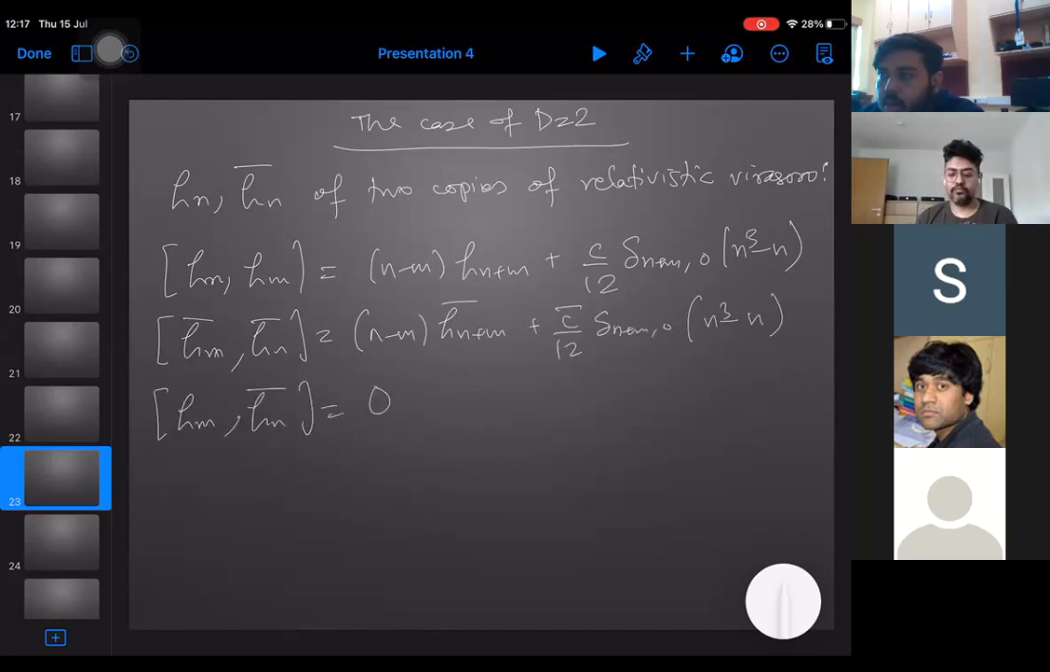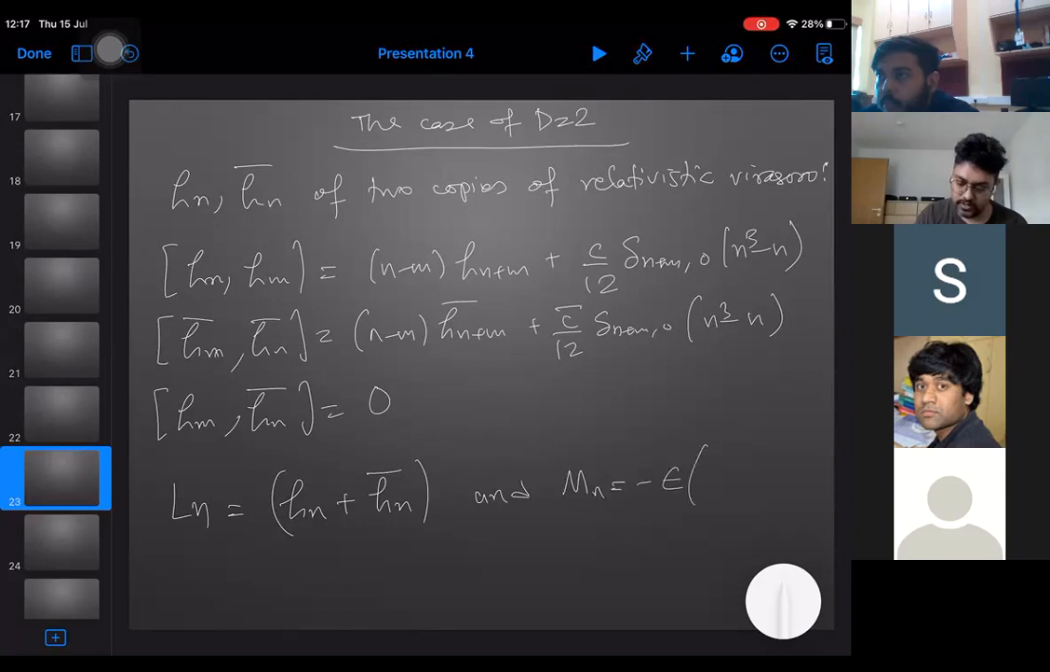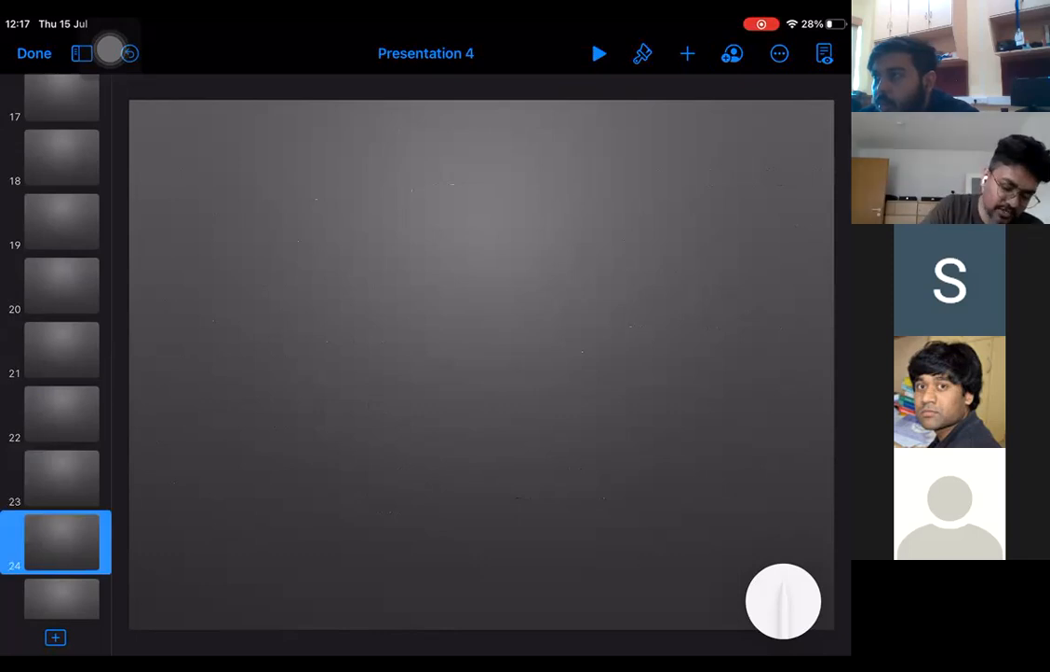So if you take this, take the limit and do the linear combination, you define L_n from the Virasoro of the relativistic case as this, and your M_n as something like this combination. If you do this and plug it back, in the end what you get is the 2D GCA algebra, which is again the same as the one we found before.